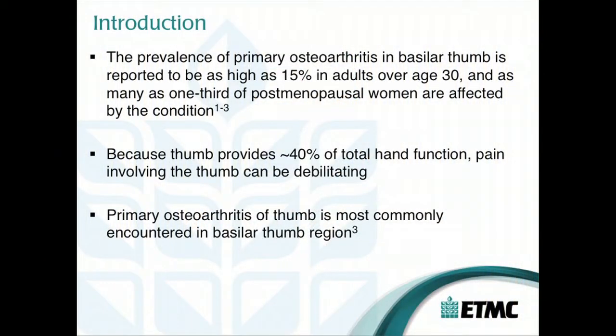So a little bit of an introduction. The prevalence of arthritis in the basilar thumb is reported to be as high as about 15% in adults greater than 30 years old, and about as many as 1/3 of postmenopausal women are affected by this condition. Within the hand, the thumb actually provides about 40% of total function of the hand. So the pain involved in the thumb can be debilitating, as you can imagine. And overall, primary arthritis of the thumb is the most commonly encountered in the basilar thumb region, and I'll show that to you in just a second.